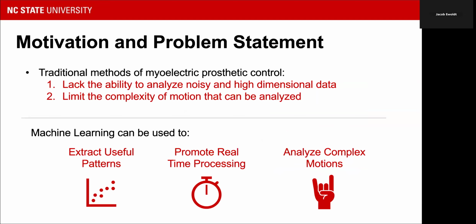Now, traditionally, controlling a prosthetic or interpreting EMG involves some heavy signal processing and simple classifiers. The problem is EMG is messy. It's high-dimensional and noisy. These traditional methods often fall short when it comes to real-time processing or understanding complex motions. That's where machine learning comes in. It can help us extract useful patterns and make better, faster predictions of intended motion.